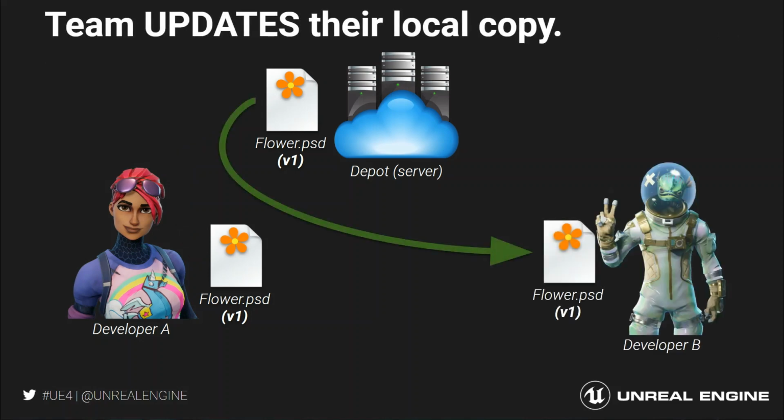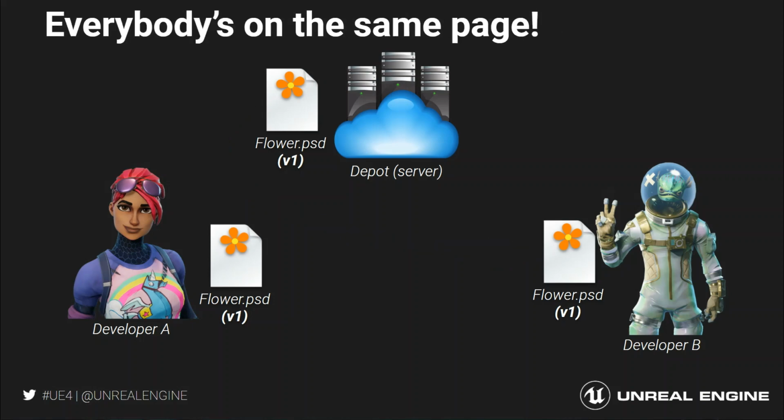Now enter developer B. Developer B comes in, and to access the file, they update their local copy. And so now developer A and developer B and the server all have the exact same copy of the file, version 1 of flower.psd. Everyone's on the same page. We all have the same file.